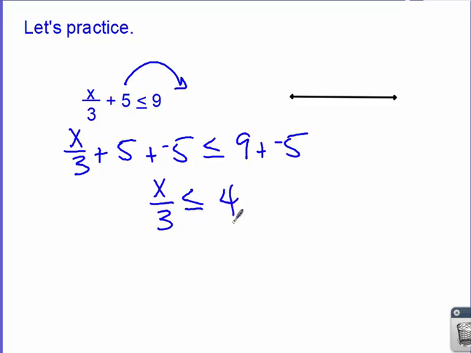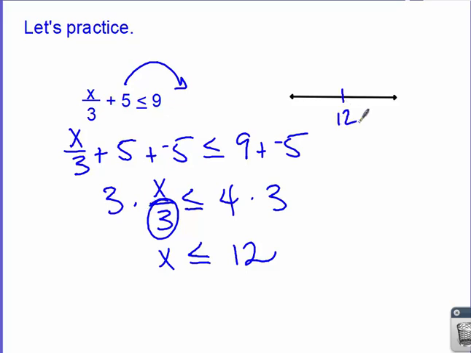Now how do I get rid of the divide by 3? We do a multiply by 3 and a multiply by 3. So x is less than or equal to 12. And again, since my number here was positive, I don't have to flip my inequality. So now to do a quick graph, we come over here, we put a 12. Now this time it is a less than or equal to, so that means we do a closed circle on 12 and we shade to the left. And that's how you solve two-step inequalities.